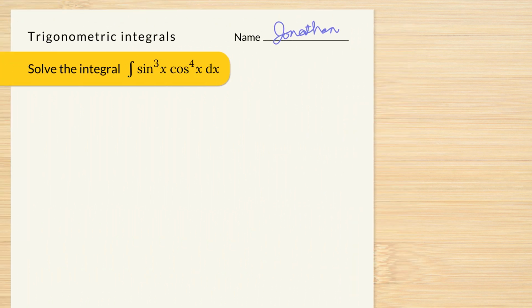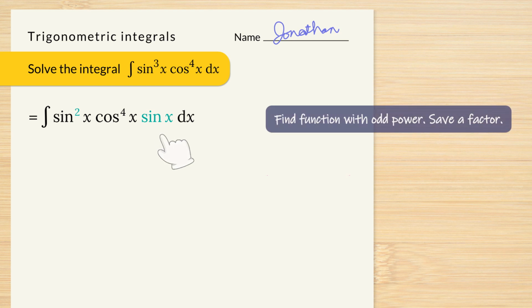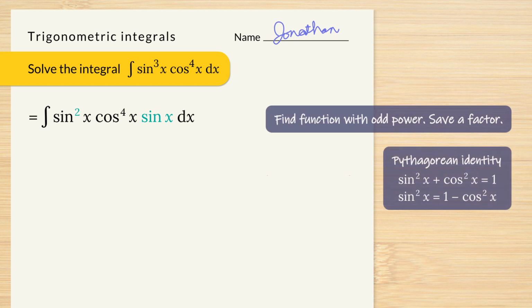Solve the integral sin³ x multiplied by cos⁴ x. The sine function has the odd power. Save a factor of sin x. Rearranging the Pythagorean identity, we can bring the cos² to the other side in order to isolate sin². Rewrite the sin² into a 1 minus cos². Most of the integrand is now in terms of cosine, except for that sin x that we saved.